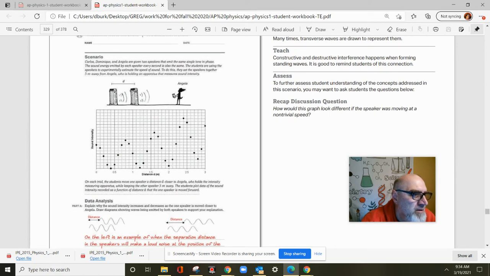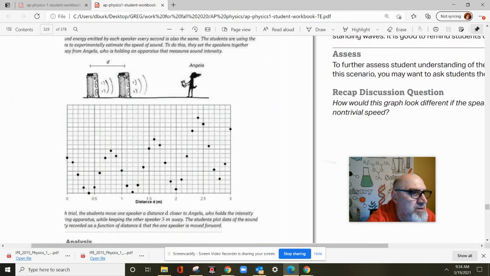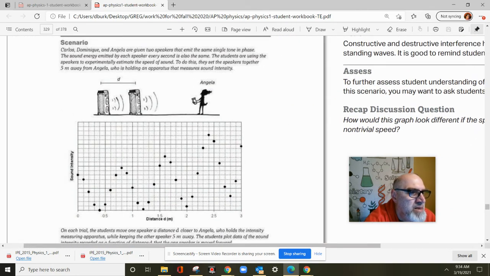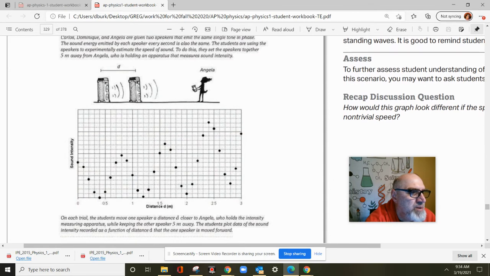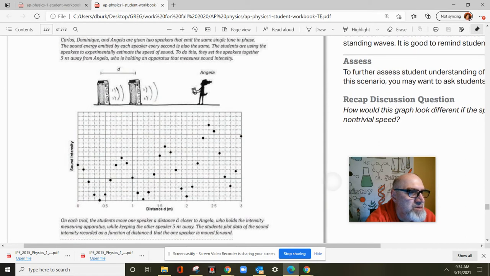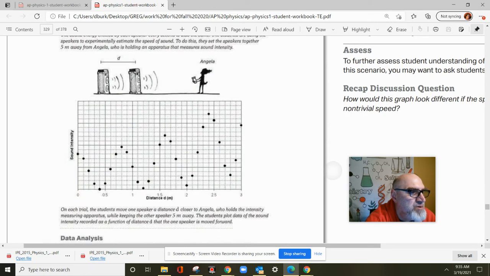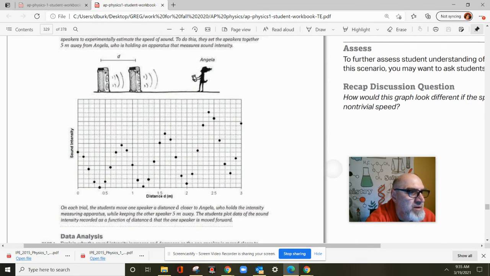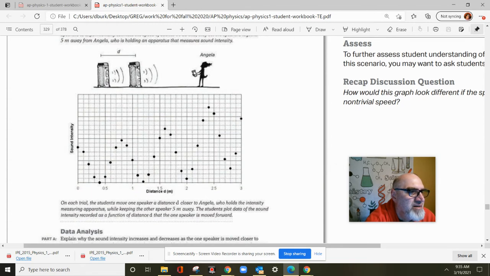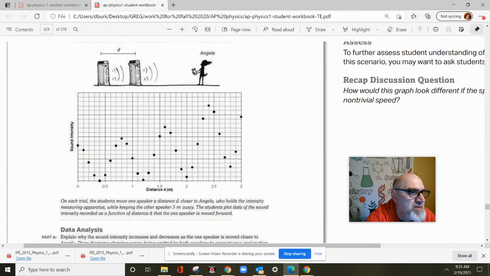Carlos, Dominique, and Angela, our physics champs, are given 2 speakers that emit the same single tone in phase. The sound energy emitted by each speaker every second is also the same. The students are using the speakers to experimentally estimate the speed of sound. They set the speakers 5 meters away from Angela, whose hair is being blown back by the speakers, and she's measuring with a sound intensity meter.